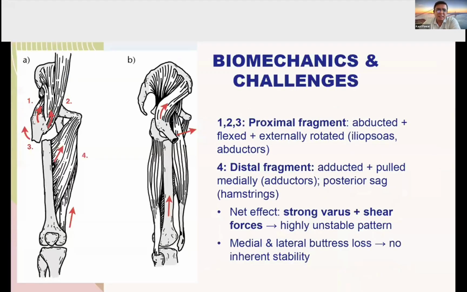The main challenge is that it basically behaves like a subtrochanteric fracture, where the proximal fragment will go more into flexion, abduction and external rotation, the way it happens in a subtrochanteric fracture. The distal fragment will be adducted, and because of the iliopsoas, it will get pulled medially and migrate proximally with a sag. So this fracture has a lot of varus and shear forces compared to an IT fracture.